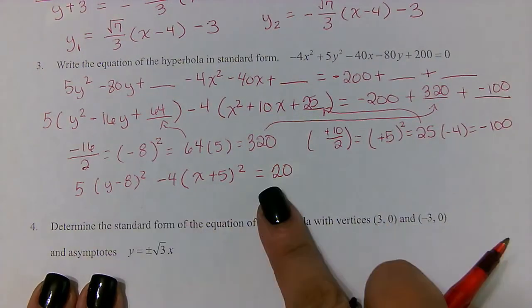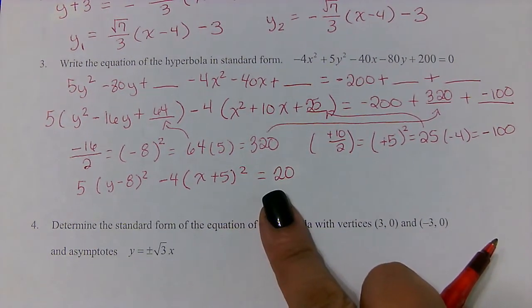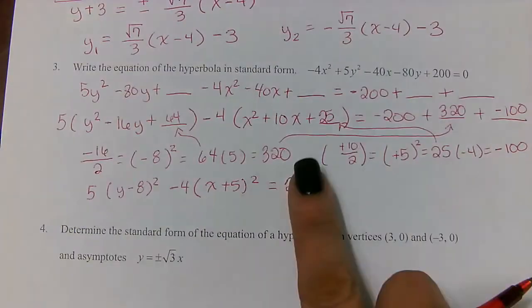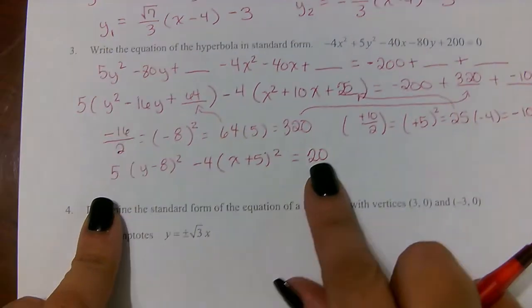Remember that this is not in the standard form. We want the standard form always to equal 1. So what we need to do here is divide everything by 20.